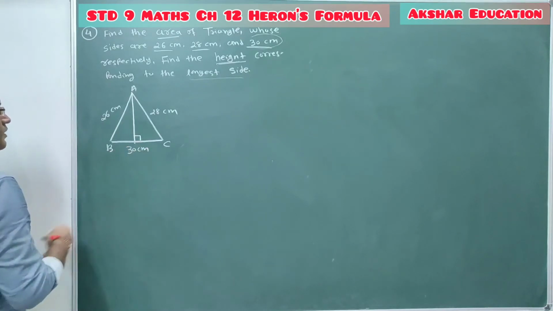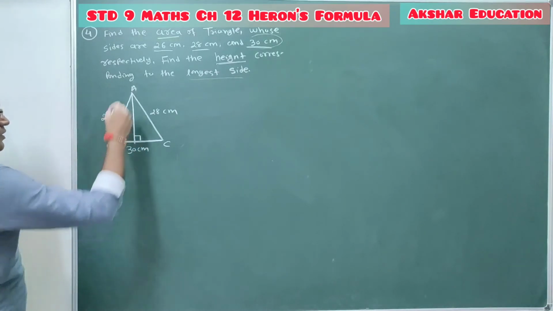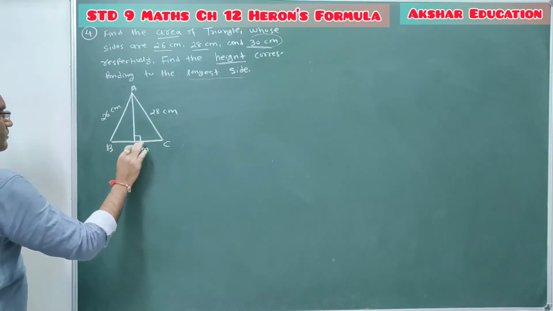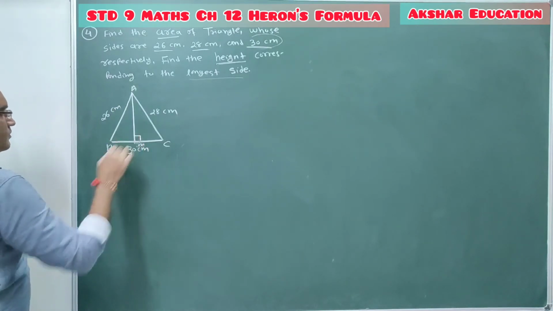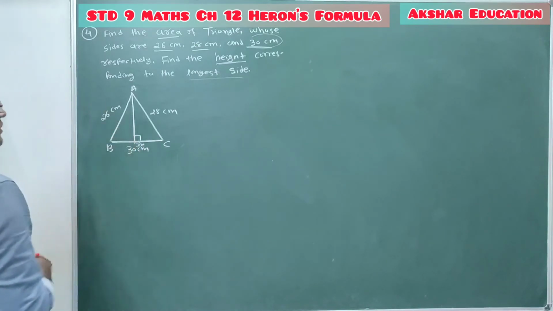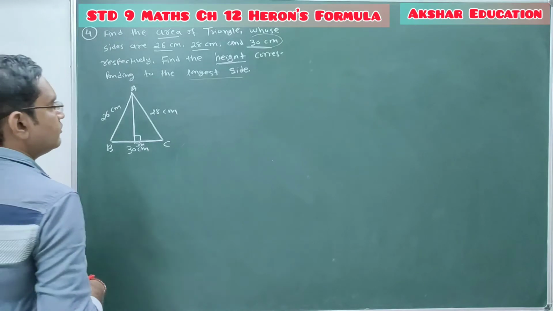So the longest side is BC. So the perpendicular, or we can say the altitude corresponding to the longest side BC, is AM. This is AM. So you have to find the height of this triangle. So what do you have to do?